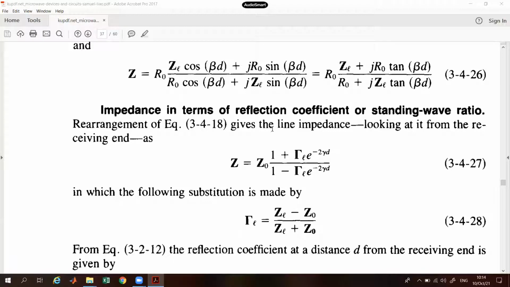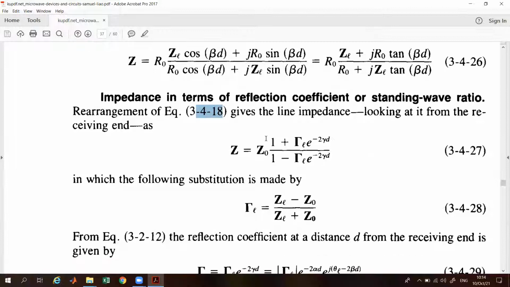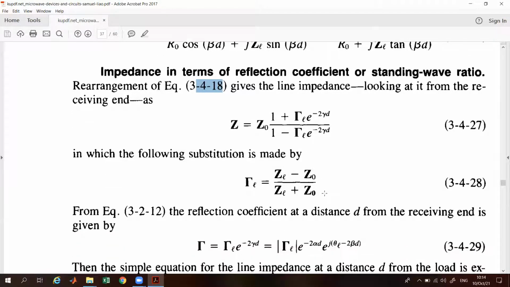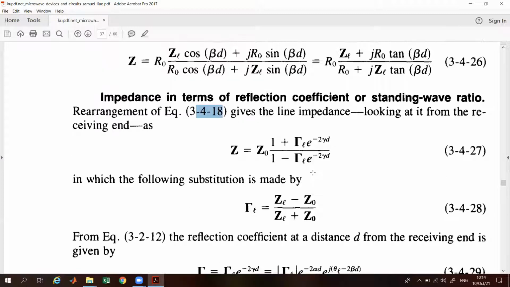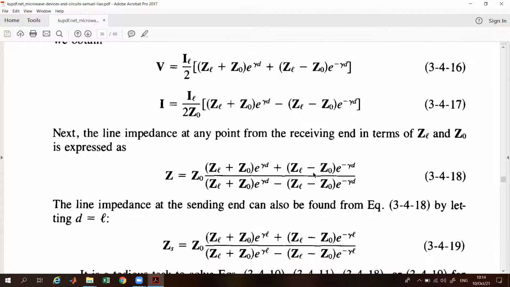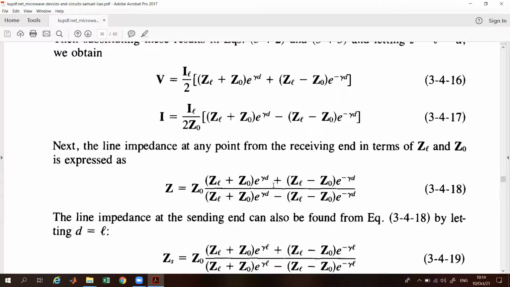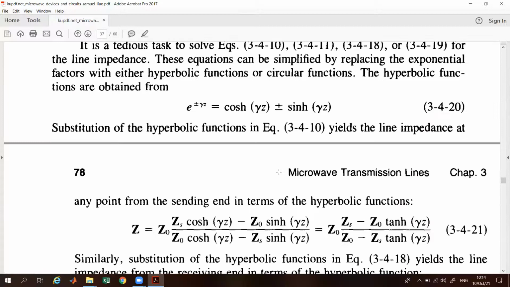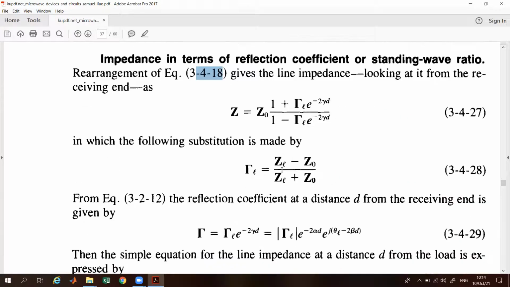Now, if you want to find the impedance in terms of reflection coefficient or standing wave ratio, then using equation 3.18 and rearranging the line impedance, we can find it in this form, in which the following substitution is made. So you have to make this substitution. You have to rearrange these equations, 3.18.